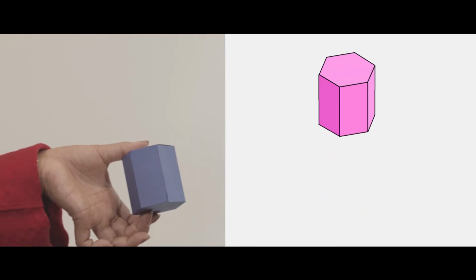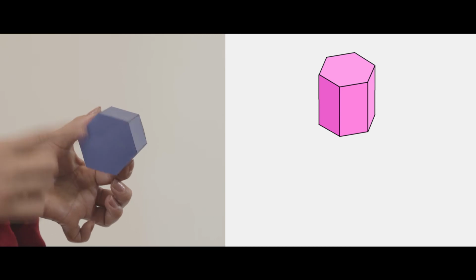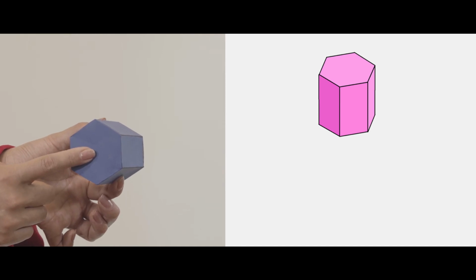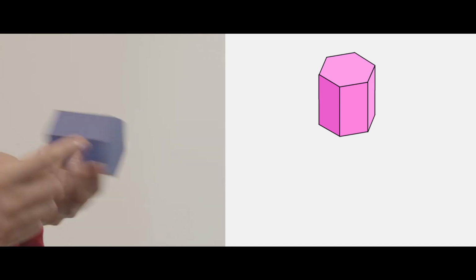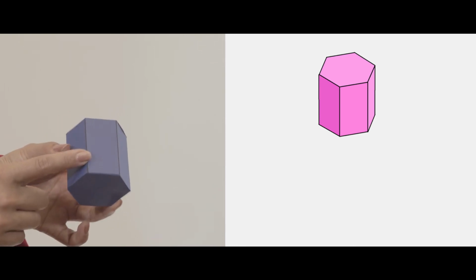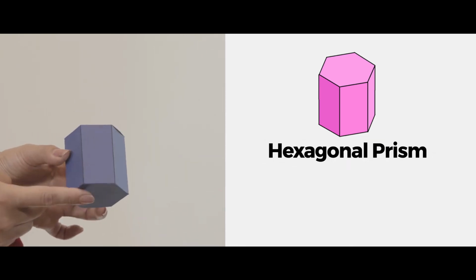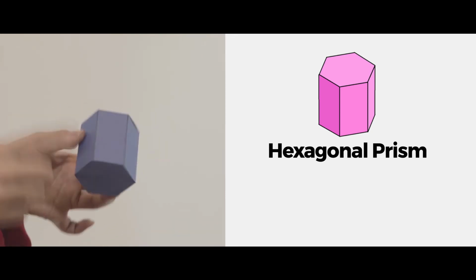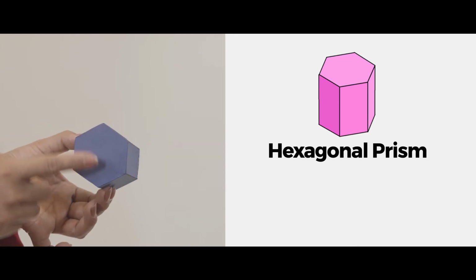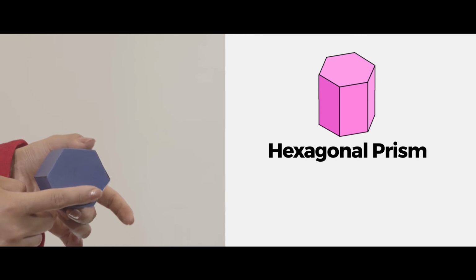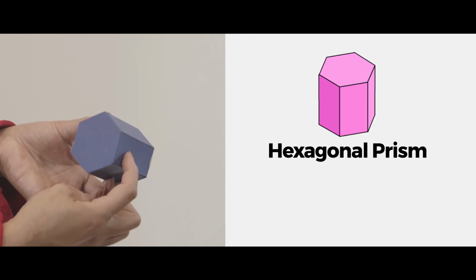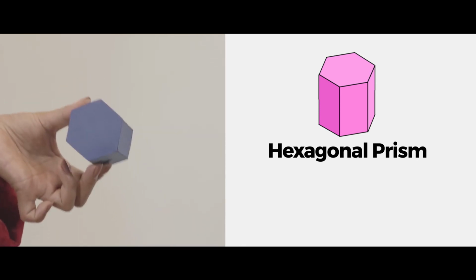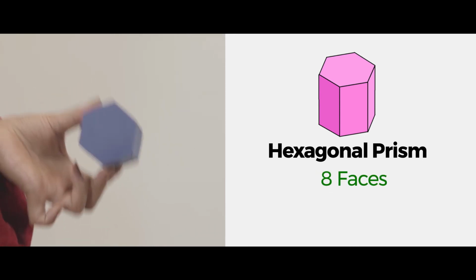Now take a look at this shape. What is the shape of the base here? It has 6 sides. This is a hexagon, okay? And there are 2 hexagonal bases here, so this is a prism. So the name of this shape is a hexagonal prism. Now let us look at the features of this shape. The faces first. 1, 2, then 3, 4, 5, 6, 7, 8. The hexagonal prism has 8 faces.